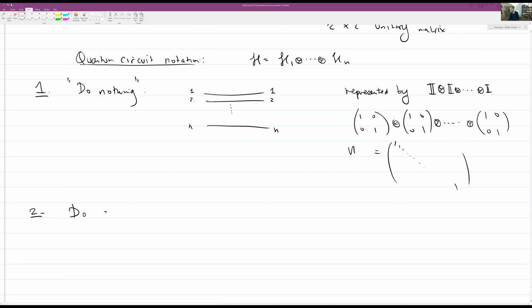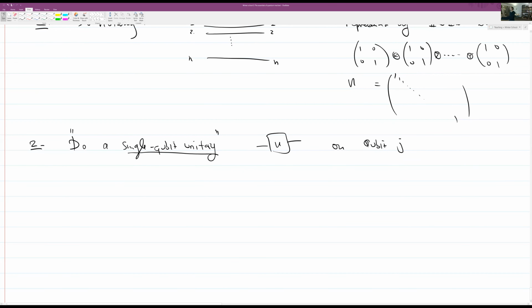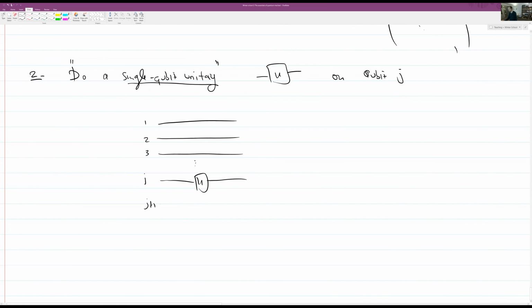The next notation we have is to do a single qubit unitary, it's called. So a single qubit unitary is a unitary that acts on a single qubit, but doing a single qubit unitary is the same as doing nothing on the other qubits. So you choose your favorite qubit, call it qubit J, and then you do a unitary on that qubit and you do nothing on the rest. What's the operation represented by this sentence and graphically by the following circuit? So you do nothing on qubit 1, you do nothing on qubit 2, do nothing on qubit 3, but on qubit J, you do the unitary. And on J plus 1, we do nothing.